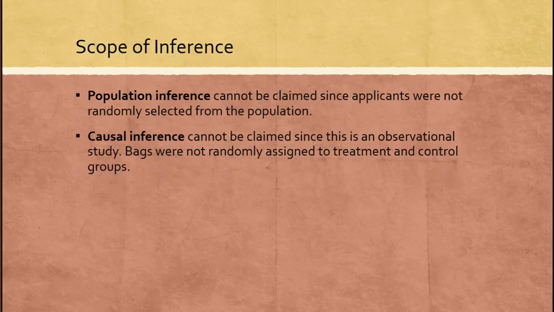Population, for instance, can't really be claimed. I mean, there's no mention of random selection. And causal inference can't be claimed because it's an observational study. There's no mention of random assignment. So in this case, there's no inference we can claim here.